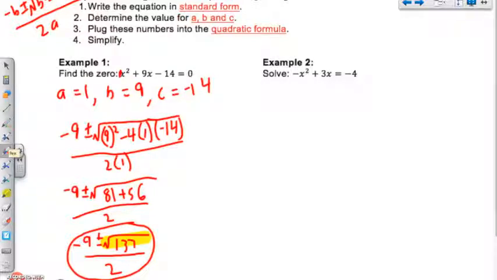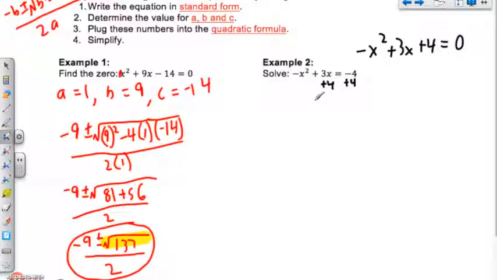Alright, so let's go ahead on to example 2. Now if you notice in example 2, we are not quite in standard form yet. So to be able to be in standard form, we're going to have to move that negative 4 to the other side. And to do that, we have to add 4 to both sides. So that's going to give us negative x squared plus 3x plus 4 equals 0.